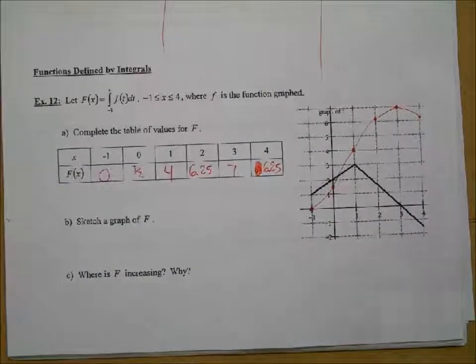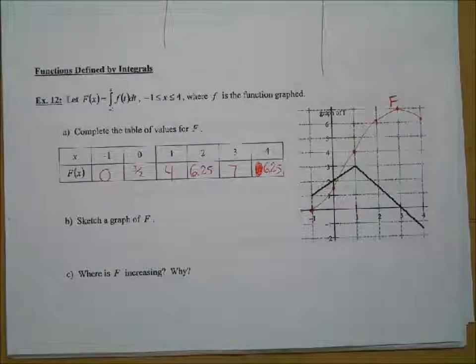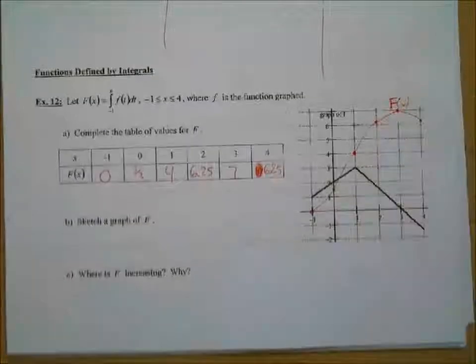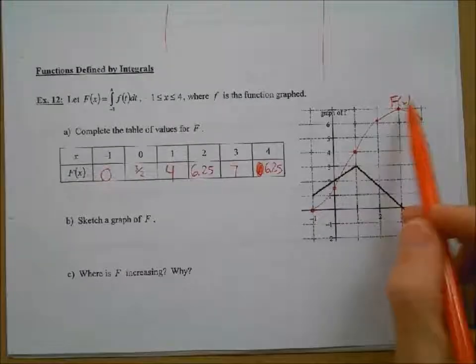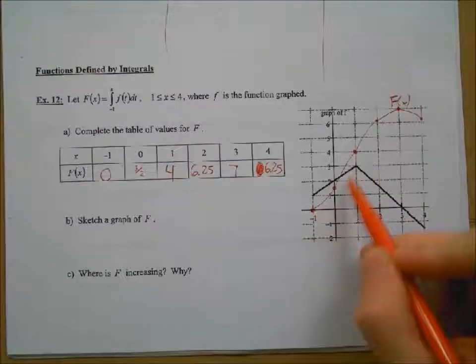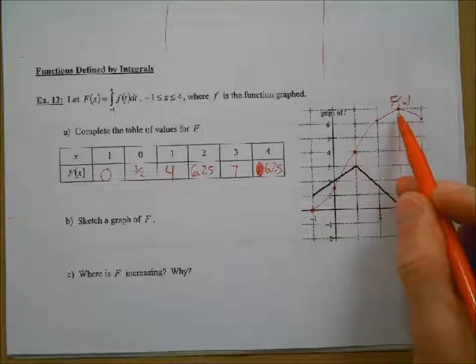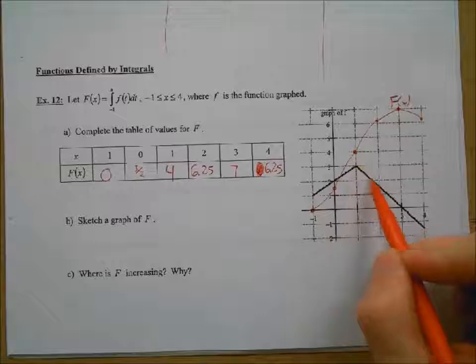Okay, so there's capital F. Capital F of x. All right. So, where do you notice the capital F of x is increasing? For what intervals? From -1 to 3, right? You can see it going up from left to right from -1 to 3. What do you notice about the behavior of lowercase f from -1 to 3?